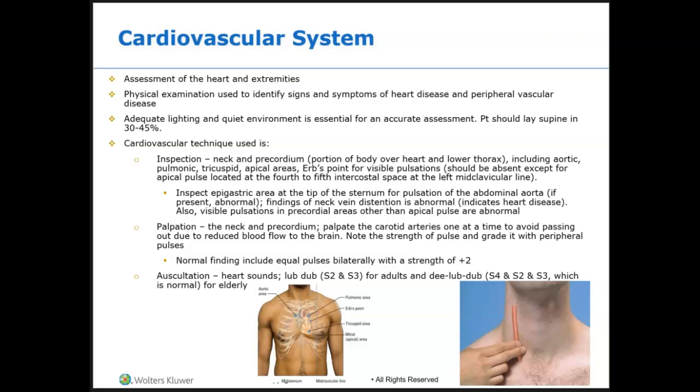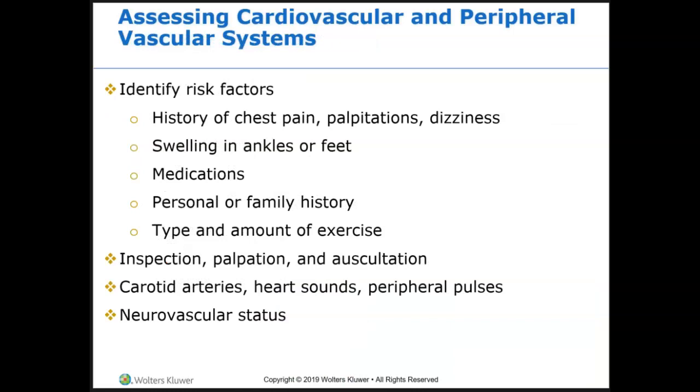Risk factors for altered health include a history of chest pain, palpitations, possibly dizziness, swelling in the ankles or feet, having to prop themselves up on a number of pillows at night to sleep. Medications, personal or family history of hypertension, diabetes mellitus, high cholesterol, coronary artery disease, history of smoking, how long and how many packs per day are you smoking, history of pain in the legs, changes in color or temperature of the extremities, history of blood clots, sores that don't heal. Like you can see, there are a ton of factors that could be indicative of problems going on, right?